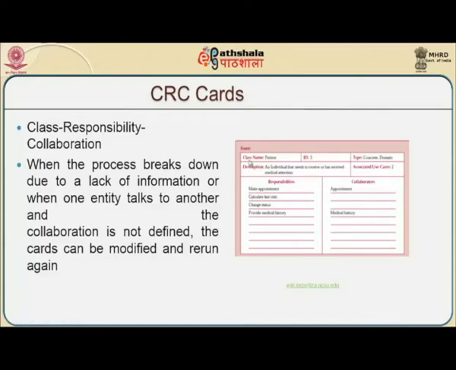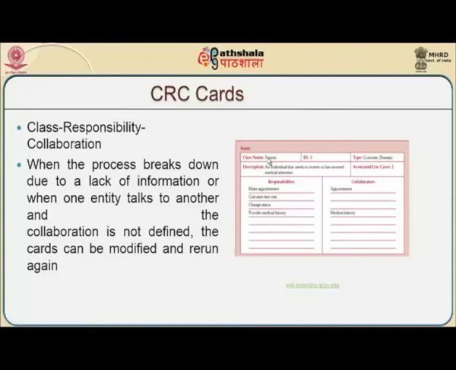The responsibility of the stakeholder is to draft this kind of story cards, CRC cards, where they will mention each and every attribute or every entity that is required.